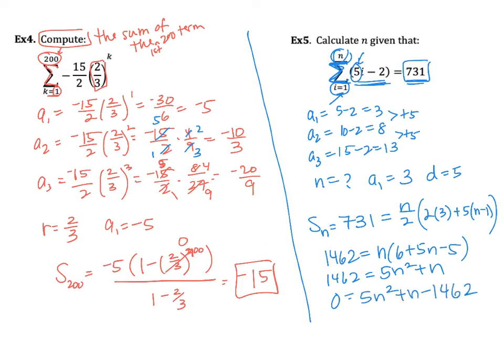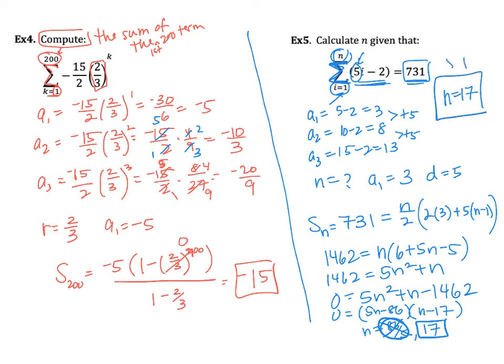So we're going to get 5n squared plus n minus 1462 equals 0. So that means it is factorable. You could graph this on your calculator to see where it's going to intersect the x-axis. And you should see it's going to intersect at negative 86/5 or at 17. Because we are talking about terms, can we have a fraction of a term? No, we cannot. We can only have a natural number. So how many terms are there in order to make this work? There are 17 terms. So you should have gotten an answer of 17.